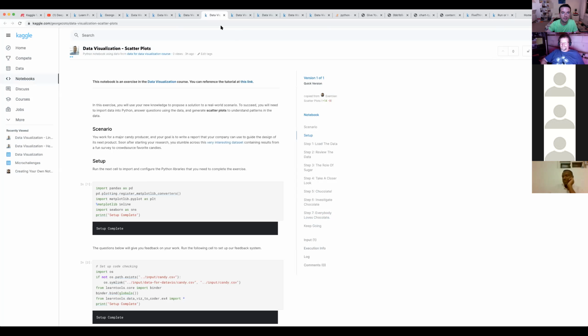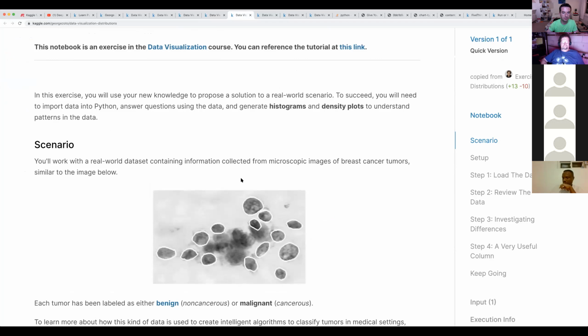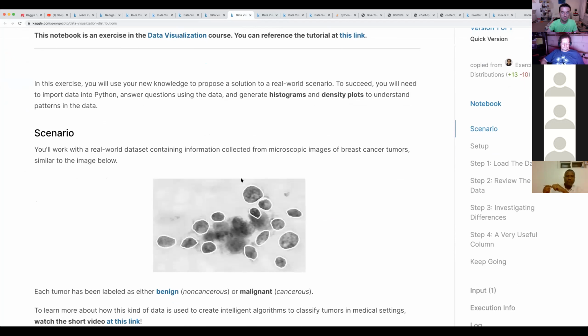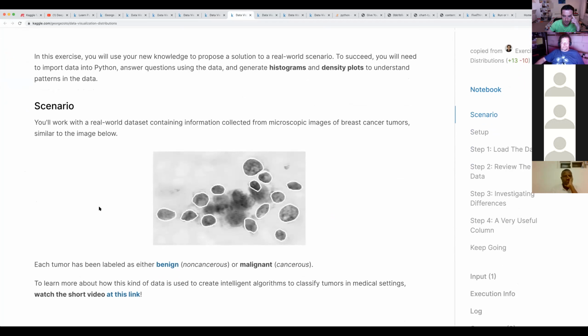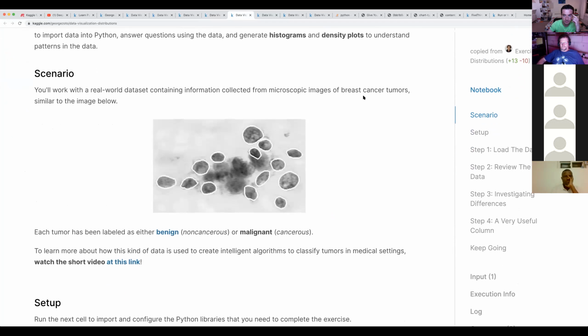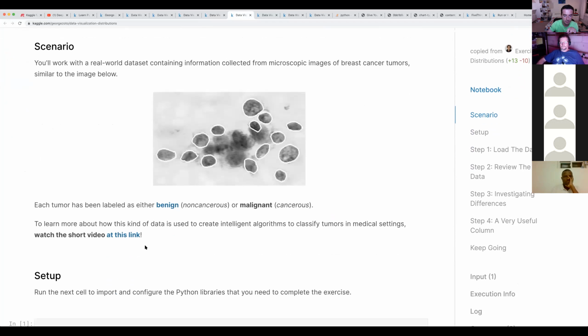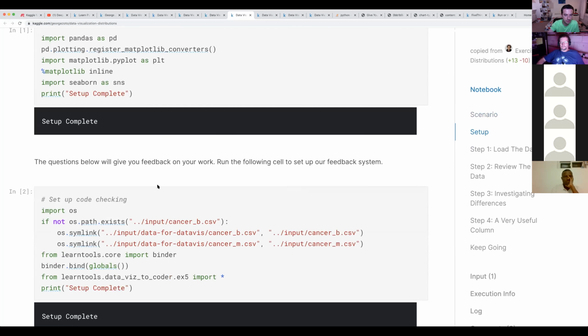Awesome. Okay, next one, distributions. Let me zoom in a little bit more. So the distribution we're looking at in this case, this course is looking at a medical data set, and it's looking at microscopic images of breast cancer tumors. They're labeled as either benign or malignant. And again, we import our libraries and import the data.